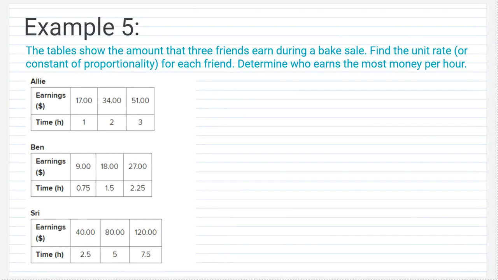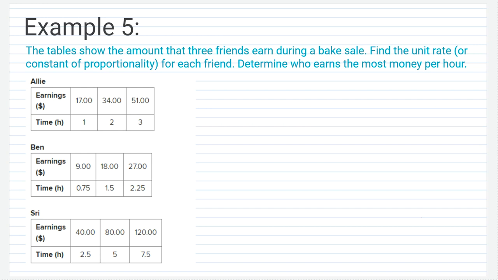All right, next example. So the tables show the amount that 3 friends earned during a bake sale. We're going to find the unit rate, or again, the constant of proportionality for each friend. We're going to determine who earns the most money per hour. So with this first table, or with any of these tables, kind of like in that previous example, right? I was like, hey, let's try to see if any of these are actually already done, and they're already in a unit rate, right?